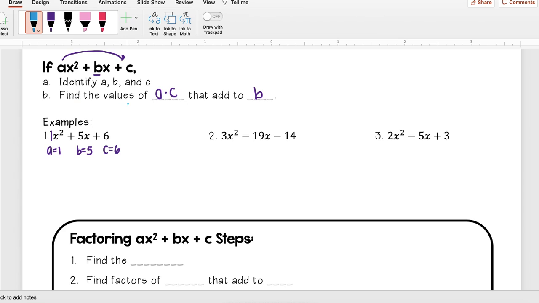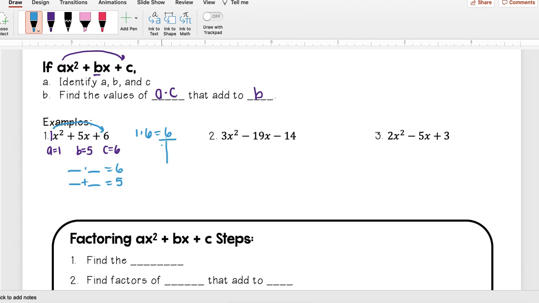And so I want to find the values of a times c that add to b. So I want to do 1 times 6. And I want to find the two factors that multiply to 6, but then add to equal my b value, which here is 5. So to do that, I'm just going to go ahead and list my factors. Since this is multiplying to a positive 6, I know my two numbers are either both positive or they're both negative. But since they're adding to a positive 5, I know they're going to both be positive.